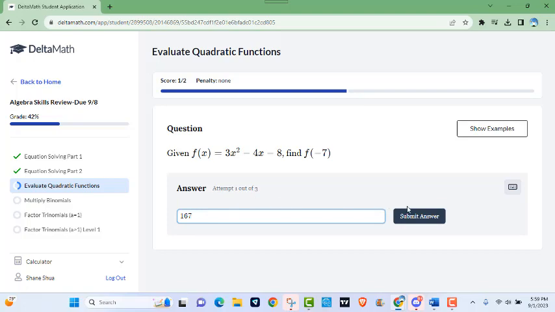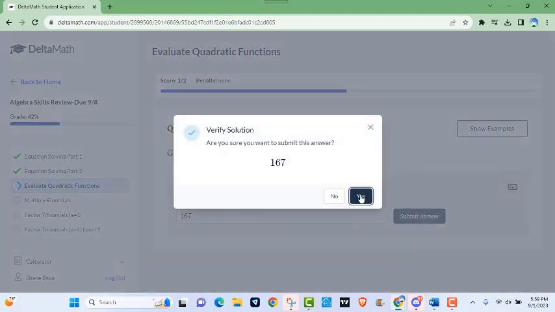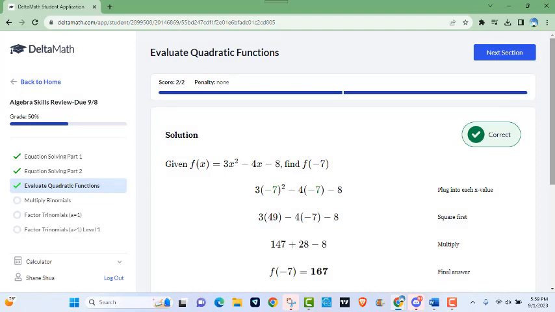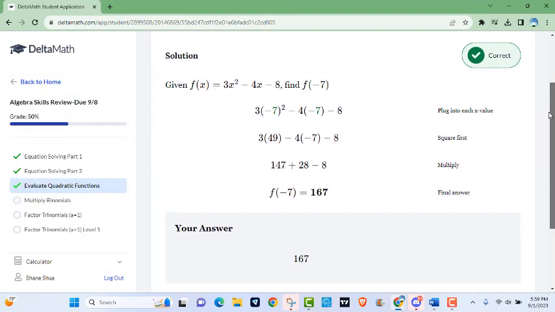167. Yes, correct. Oh, and you see, DeltaMath basically did the same steps that I did here.